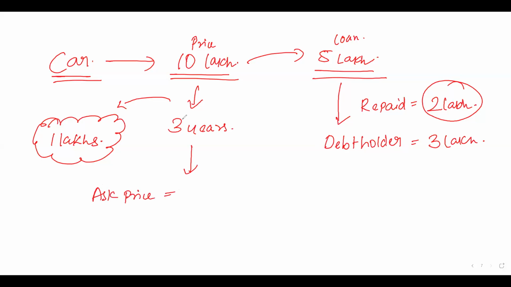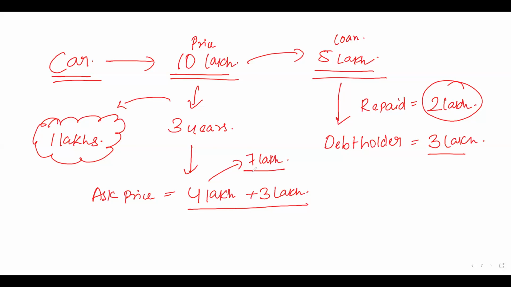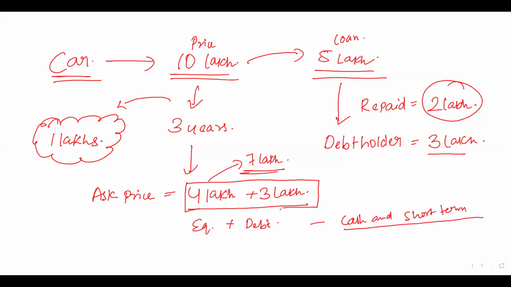to pay 4 lakh rupees for this car, and the outstanding debt being 3 lakh, a total of 7 lakh rupees is going out of your pocket. So what is this 4 lakh? Market value of equity plus market value of debt. Till this part, everyone is clear. I am coming to why we need to subtract cash and short-term investment. Till this part, is everyone clear about it? Market value of equity plus market value of debt.